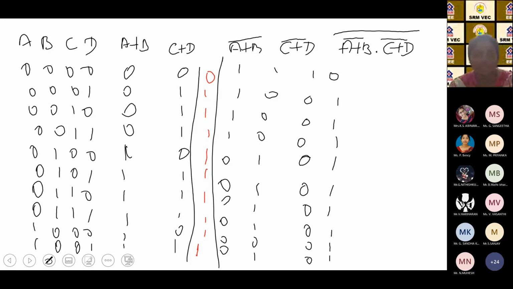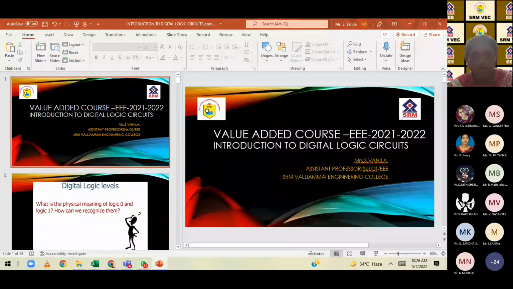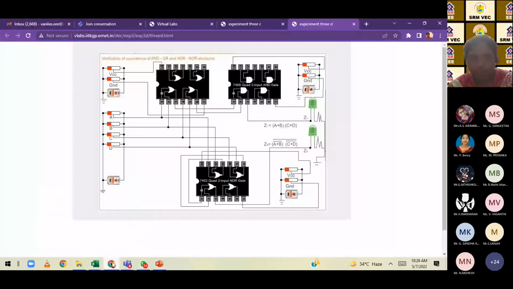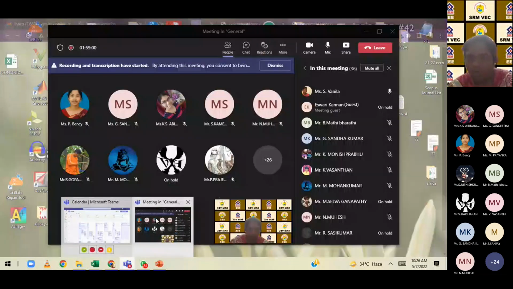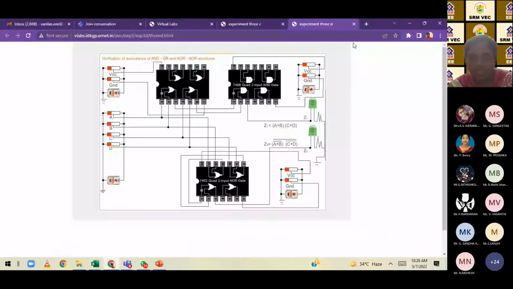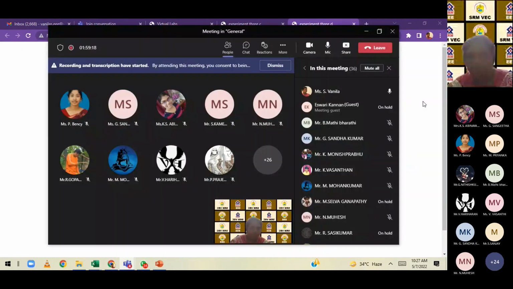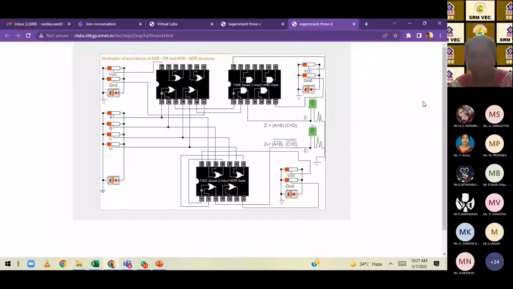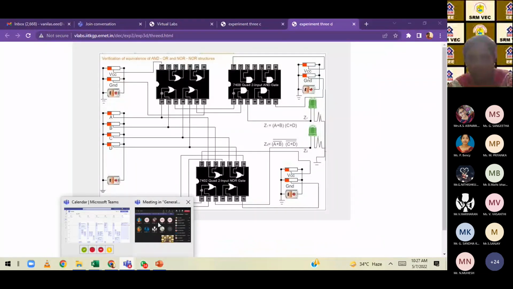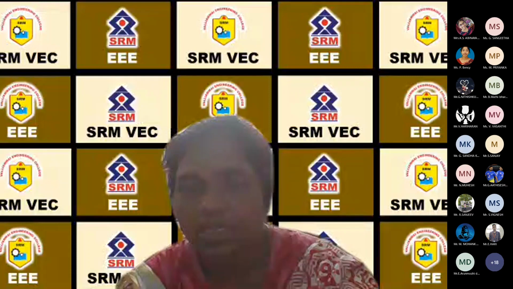So students, now you can see that the truth table matches, right? Say yes or no. So this can be taken to this. This can be taken that A plus B times C plus D is ((A plus B)' plus (C plus D)')'. Okay, students, now if you have any doubts, we can discuss them.